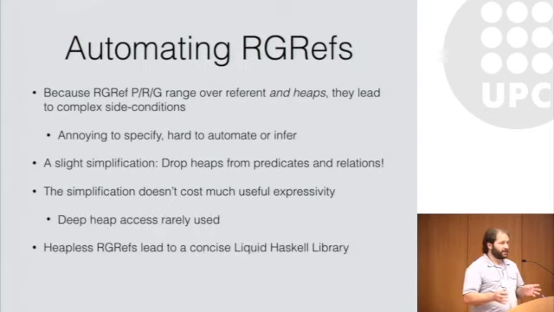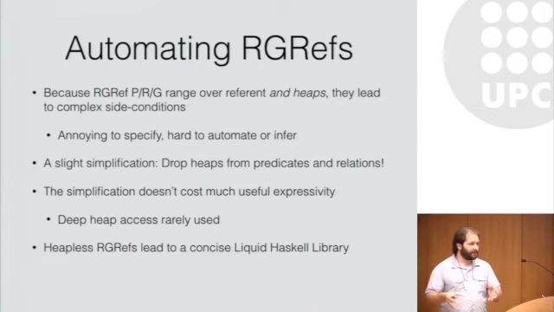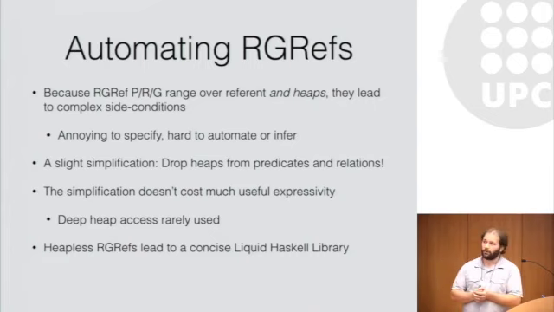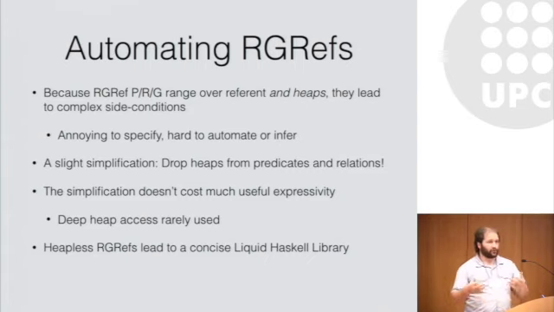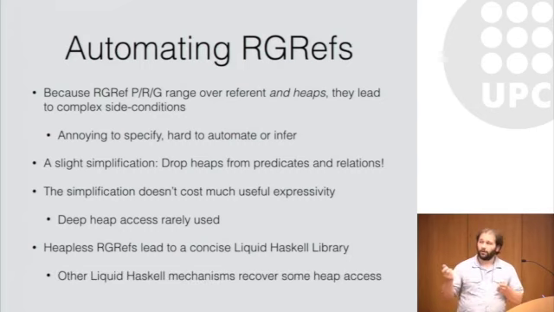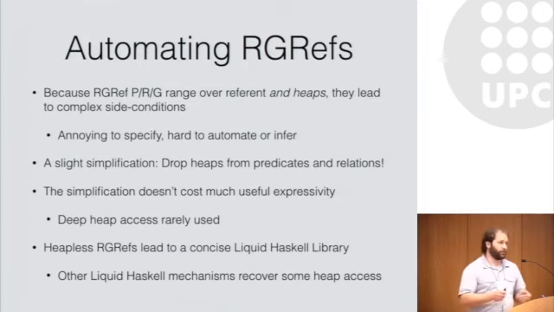So if we throw away heaps, we can actually give a fairly concise Liquid Haskell library, where essentially what we did is wrap a bunch of existing IORef primitives with more sophisticated types that are aware of relies and guarantees. And if you do this, Liquid Haskell has enough mechanisms that we can recover that one-step heap access pretty directly, in particular by exploiting support for indexing a data type by a predicate.